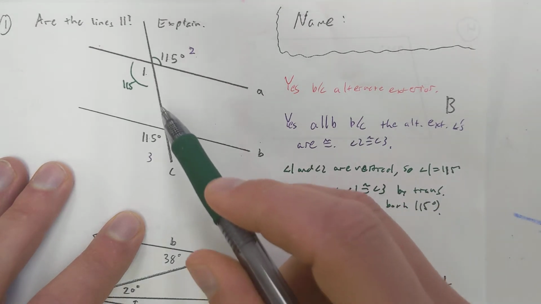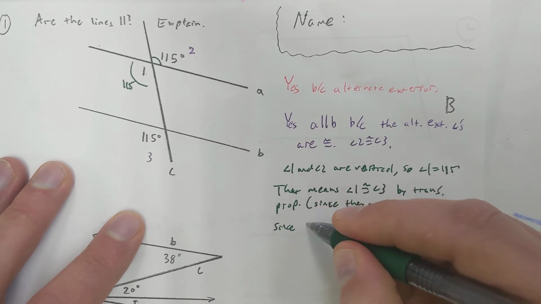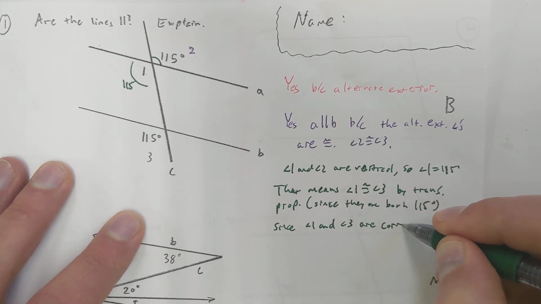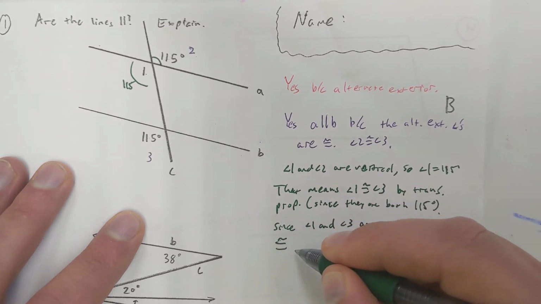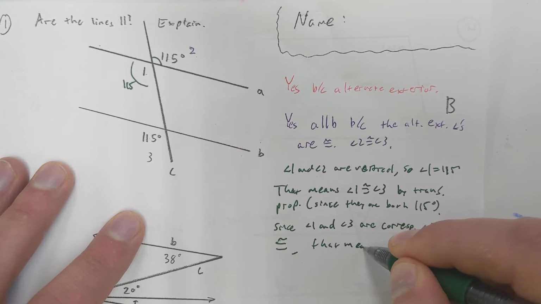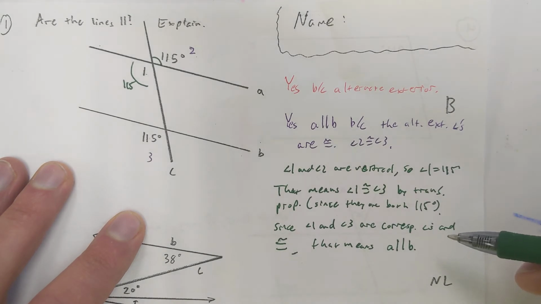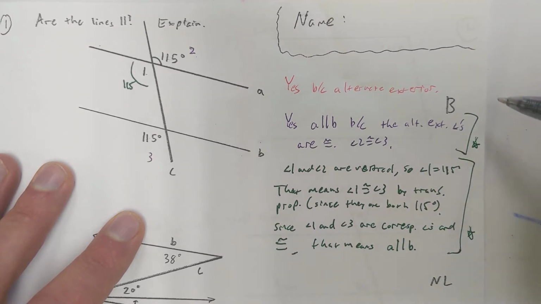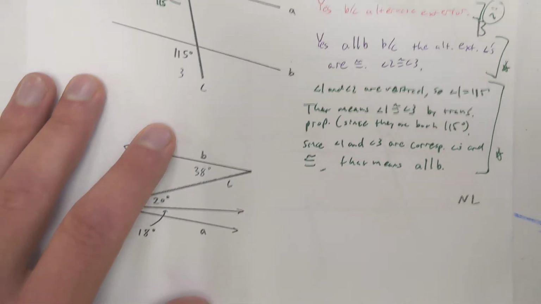Then we still got to finish it though. So those angles are corresponding angles. Since angle 1 and angle 3 are corresponding angles and congruent, we have to say they're congruent. That means line A is parallel to line B. This is also a good one. So this is correct. This would also be correct. This, sad face. All right, let's move on to the next one here.